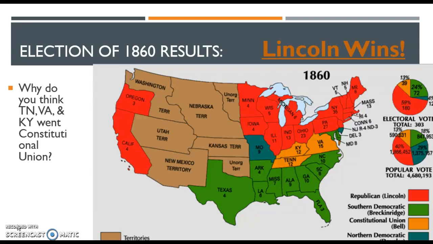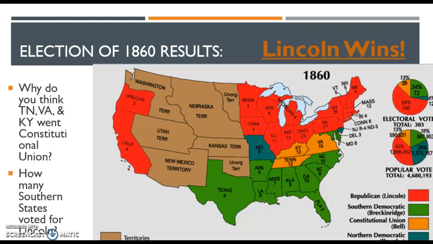So let's look at this map and think about a couple key issues. Why do we think states like Tennessee, Virginia, and Kentucky would have gone with John Bell of the Constitutional Union Party? Well, if you look geographically, if the North and the South go to war with each other, a lot of that war would be fought along the border. These states would be most impacted, so they have the most vested in peace.